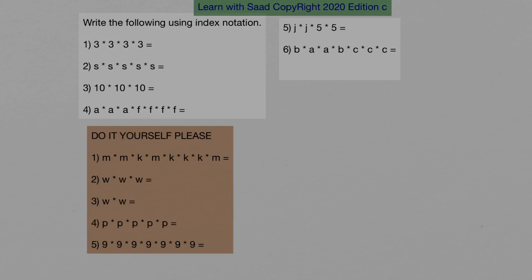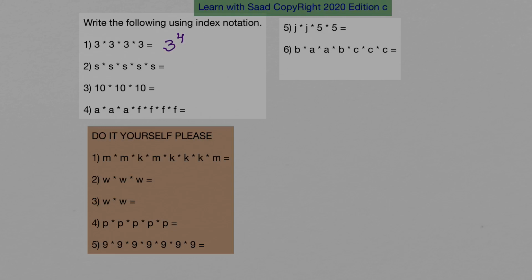So here we are. We have some more questions on the index notation. What does it say? Write the following using index notation. The first thing we need to do is write 3 here first, and then the number of times we multiply 3 by itself. We can count it: 1, 2, 3, 4. So you can write it as 3 to the power 4. You don't need to write it, but I'm just writing it on the top right now so that you guys understand it properly.